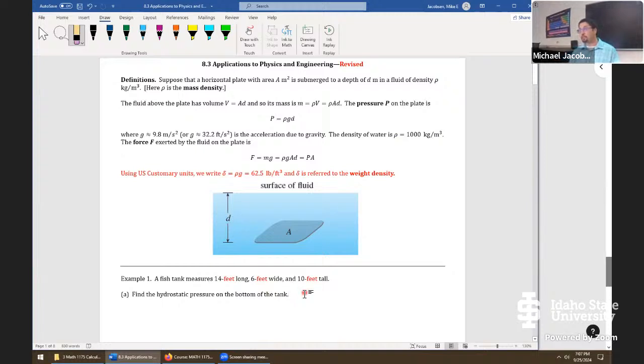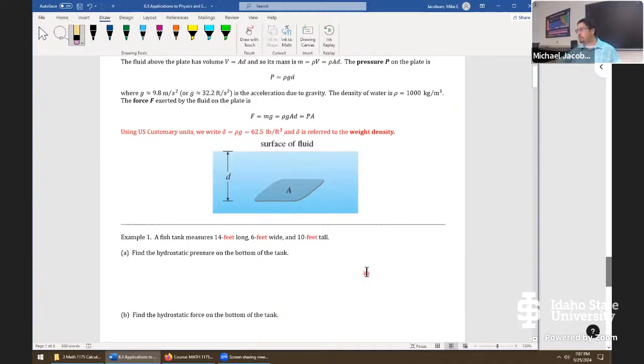We want to find the hydrostatic pressure on the bottom of the tank. And we can do that right away, but let's start by just drawing out that tank. So 14 feet long, 6 feet wide, 10 feet tall. I would probably start by drawing something like this. Let's make it maybe, here's the 10 feet tall part. 6 feet wide is that horizontal segment. We also want 14 feet long. So let's draw another rectangle about the same size out here.